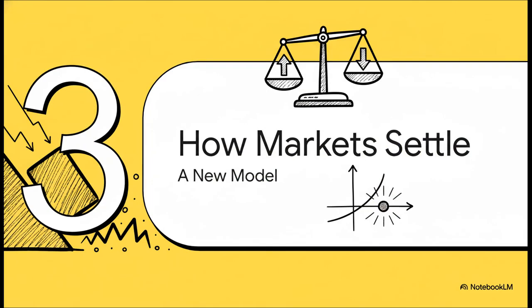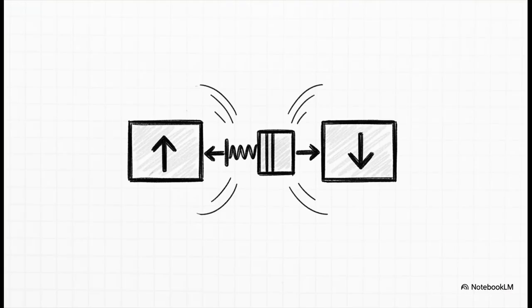Okay, so with that in mind, let's build a new model. Let's build one that actually includes this essential idea of friction and shows us how a market truly comes to rest. So instead of two crossing lines, picture this with me. You've got two blocks, one is the demander, one is the supplier. And they're connected by a damper, like a shock absorber. And that damper is our market friction. This is a dynamic system, not just some static picture.